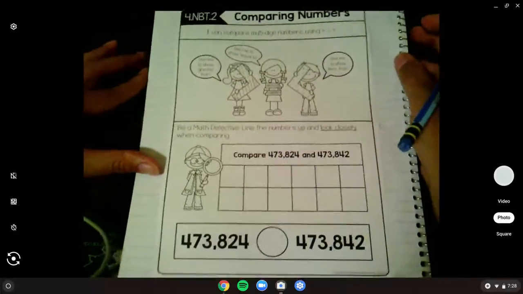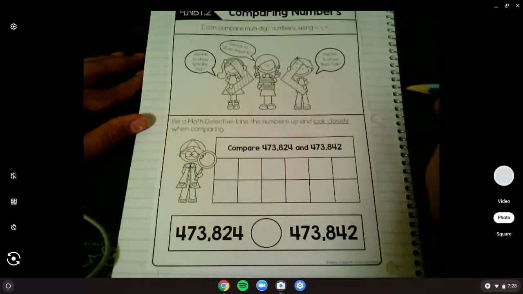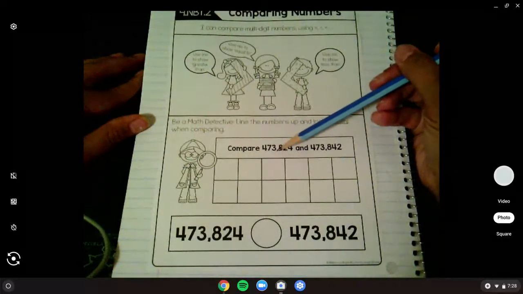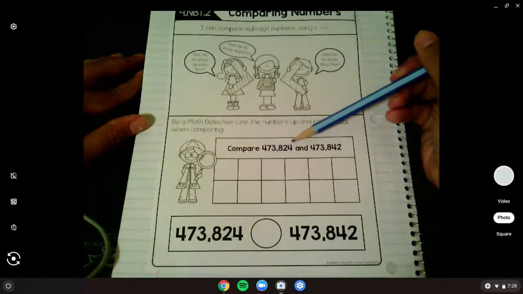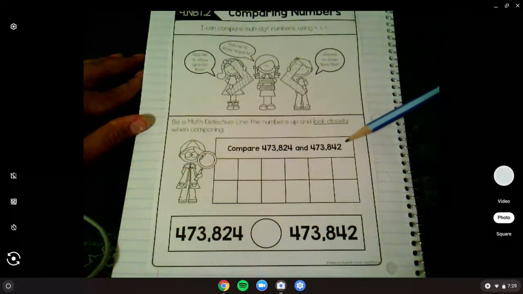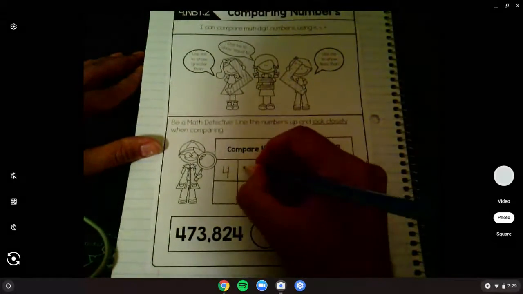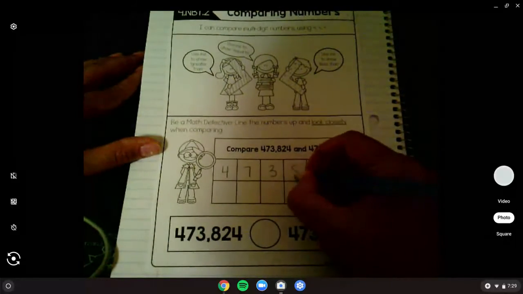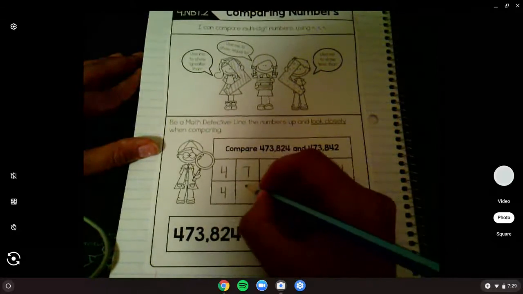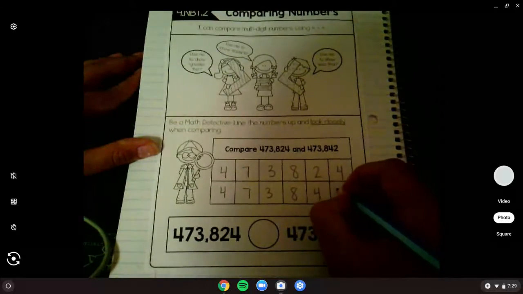All right, so now we have to be math detectives. We're going to line up the numbers and look closely when comparing. So we're going to compare 473,824 and 473,842. So just like in the video, we're going to line up our numbers of 4, 7, 3, 8, 2, 4. And underneath, I'm going to do 4, 7, 3, 8, 4, 2.